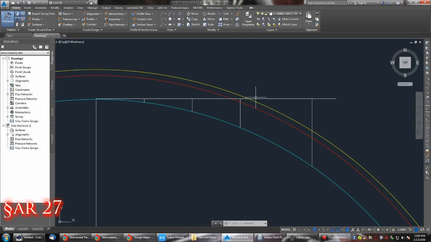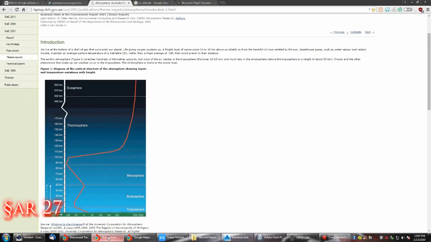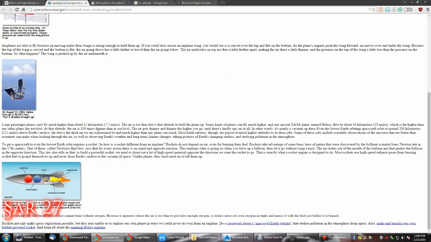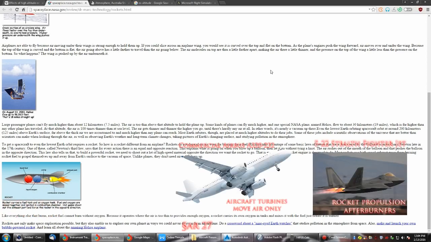And at this point right here, even with the website from NASA themselves, it says here, like everything else burns, rocket fuel cannot burn without oxygen because it operates when the air is too thin. A rocket carries its own oxygen tanks and mixes it with the fuel just before it is burned. Now we all know that planes, commercial aircraft, do not have rockets on them like jet fighters.